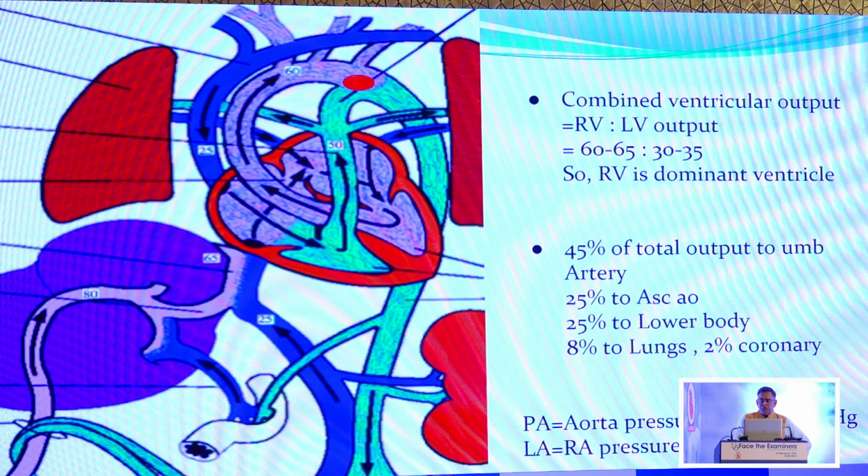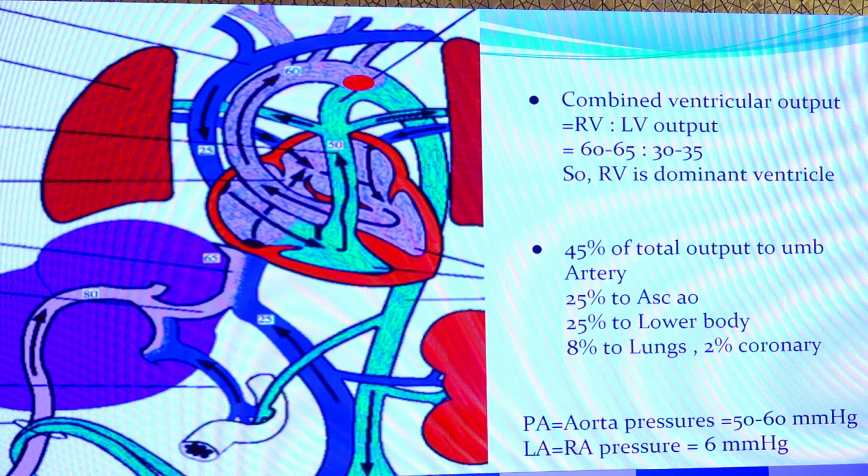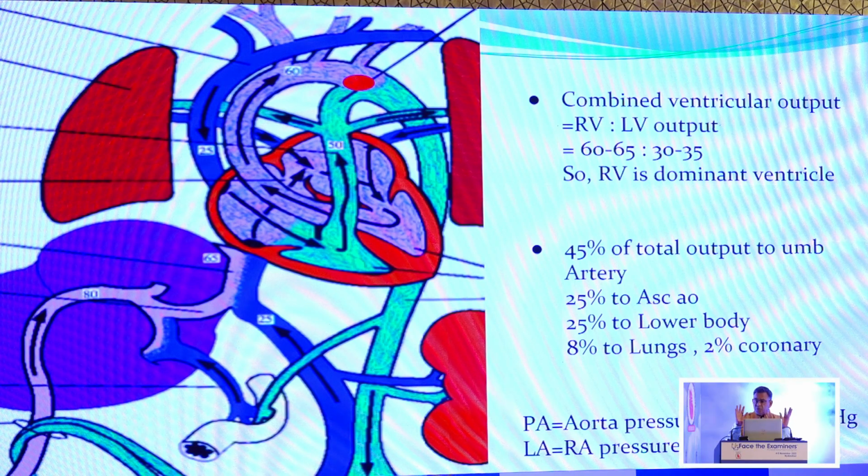Now, few things again I would say. Here, since they are parallel circulations, the cardiac output will not be determined by one chamber. In fact, the right ventricle and left ventricle both have different cardiac outputs. And you see here, the right ventricular output is 60 to 65% of the total cardiac output. That makes it a dominant ventricle. It is a more dominant, stronger ventricle.